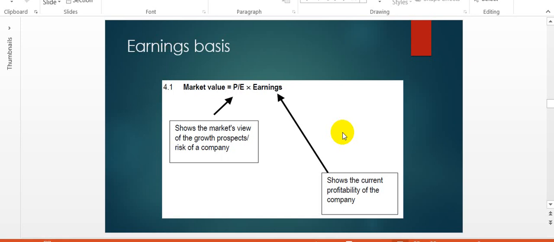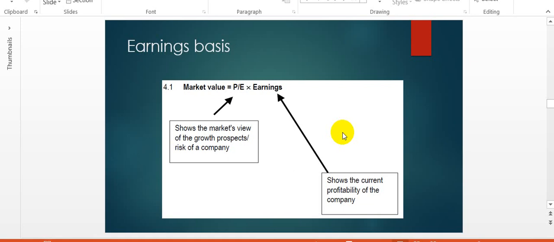The next valuation method is the earnings basis method of valuation, which is given by the formula market value equals PE ratio times earnings. The PE shows the market's view of the growth prospects and risks of the company. The earnings show the current profitability of the company.